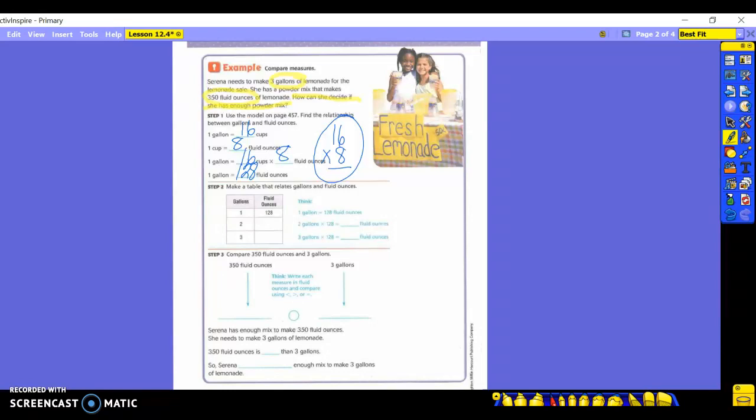They changed gallons to cups. Okay, and then they went from cups to fluid ounces and multiplied. Yes? Okay. Number 2 says to make a table that relates your gallons and your fluid ounces. So you're going to think about 1 gallon being your 128 fluid ounces. So 2 gallons times 128. They can do some math today, aren't they? What do we get?